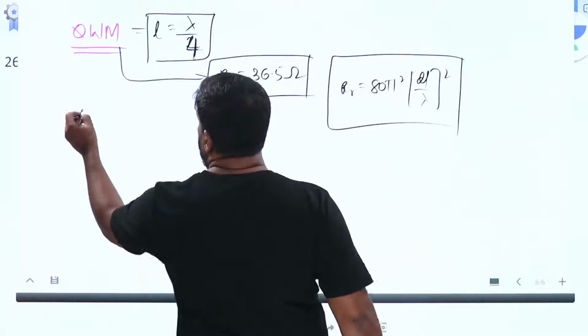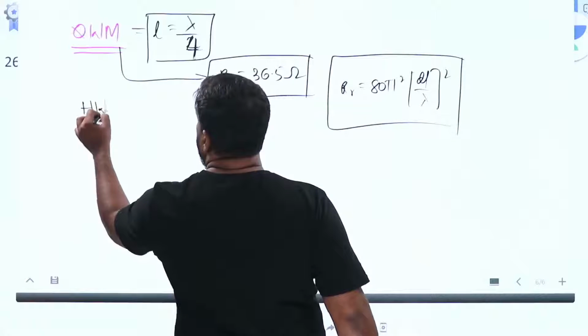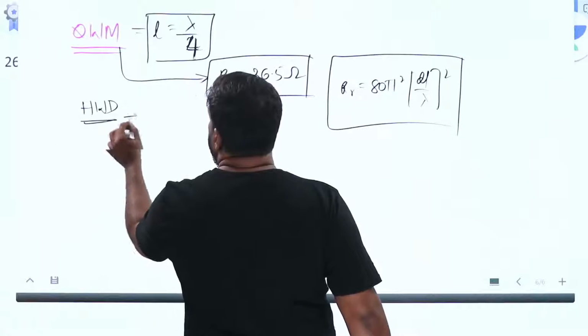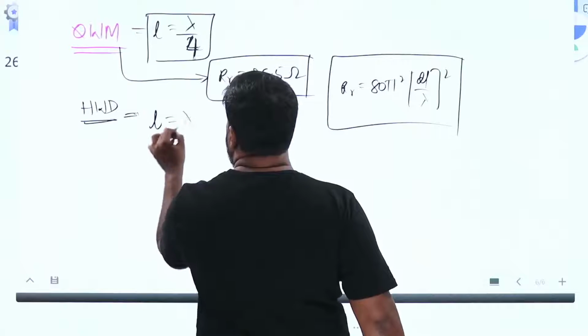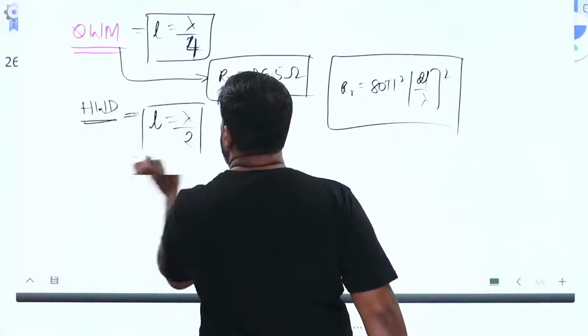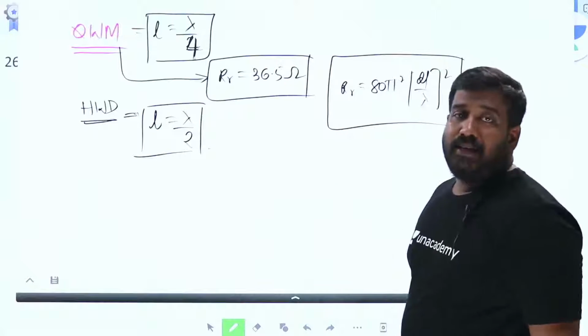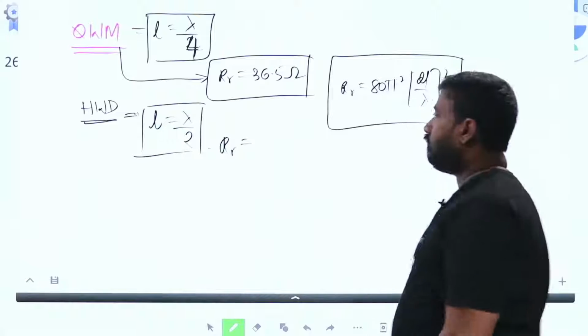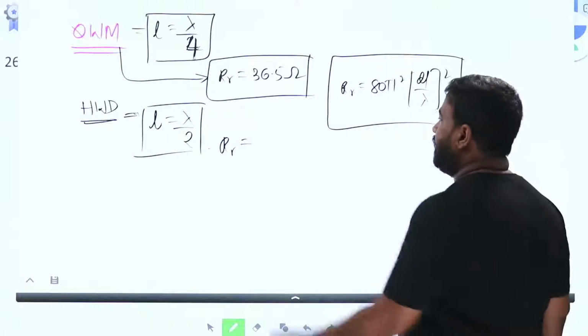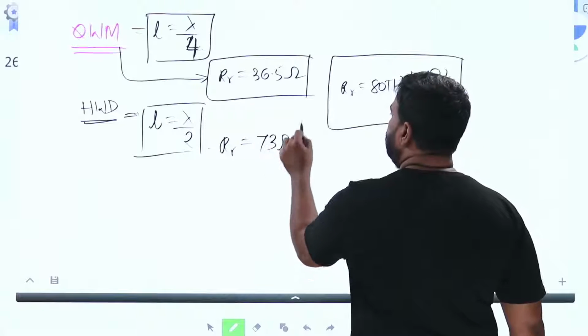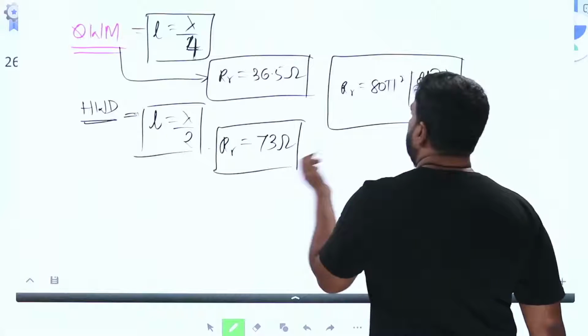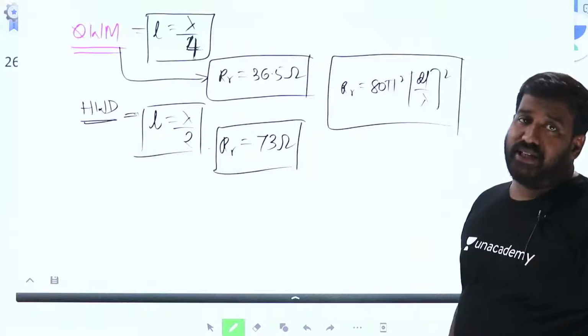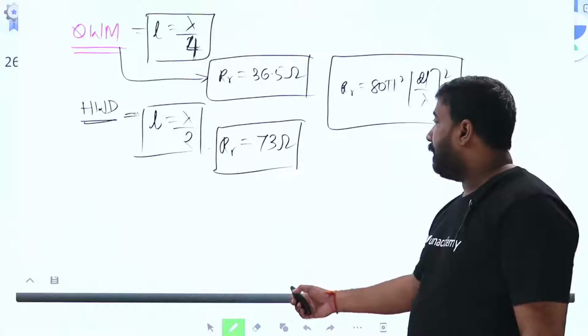A half wave dipole antenna is an antenna having a length of lambda by 2. Its radiation resistance is 73 ohm. Now you'll get the answer easily.